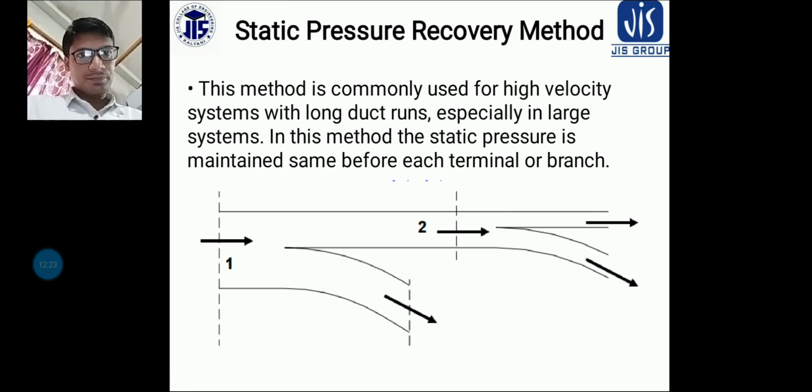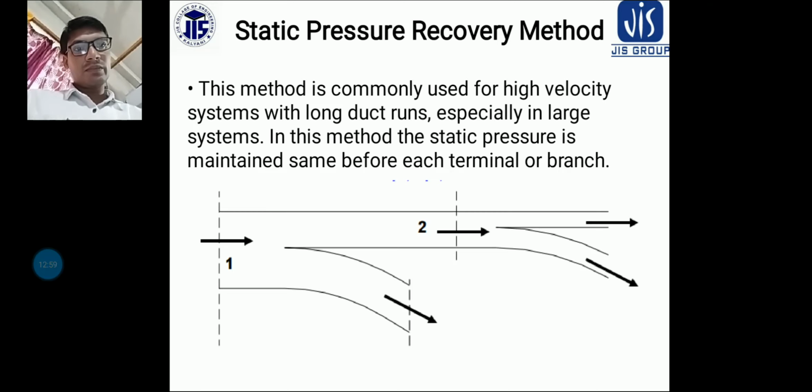In this method, the static pressure is maintained the same before each terminal or branch. So from duct 1, you can see it is flowing two ways, duct 1 and duct 2. From path 2, it is flowing again two ways, you can say 2A and 2B. So this is how the refrigerated air is flowing.